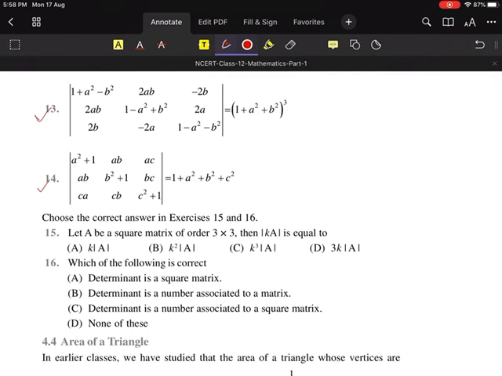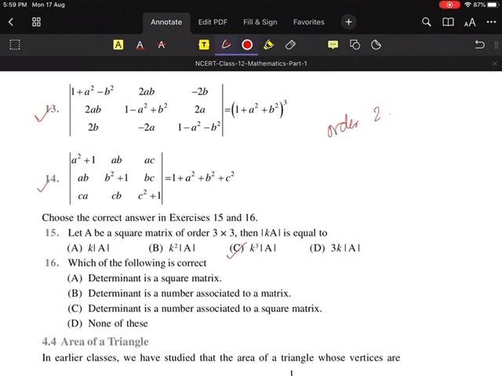One thing. Let A be a square matrix of order 3 cross 3. Then K into A will be equal to what? Tell me, which option is it? A, B, C, or D? You said D, right? I said C.